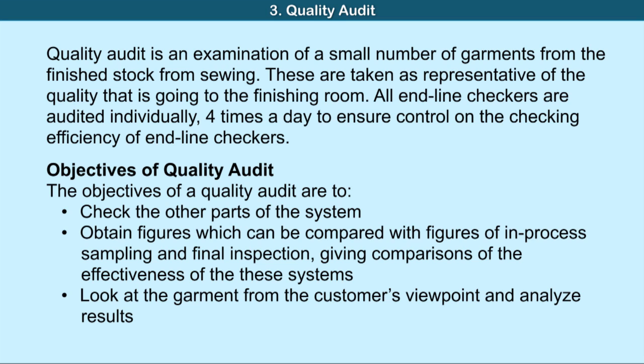The objective of quality audit is to check the other parts of the system, to obtain figures which can be compared with figures of in-process sampling and final inspection, giving comparisons of the effectiveness of the above two systems. To look at the garment from the customer's viewpoint and analyze results.